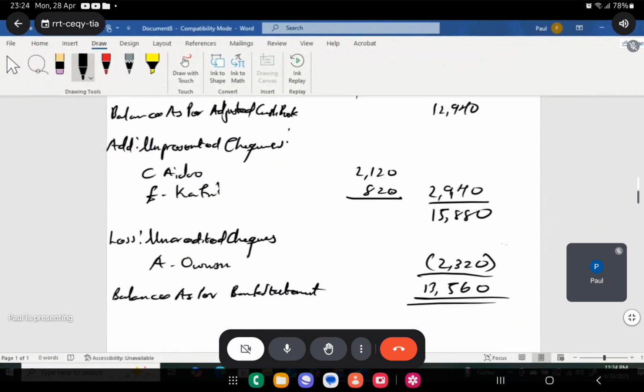Do you know why the 2,320 is in brackets? It's the loss on uncredited checks. But why is that figure in brackets? It's because we are deducting it from the total. Yes, okay, so we are done.